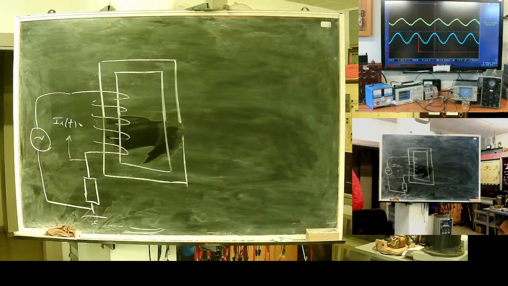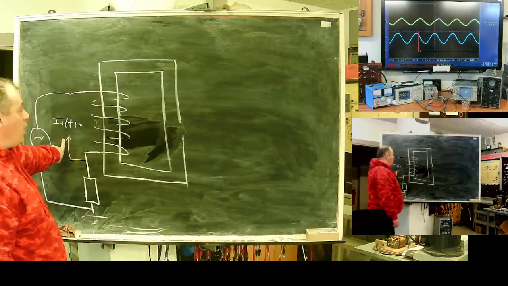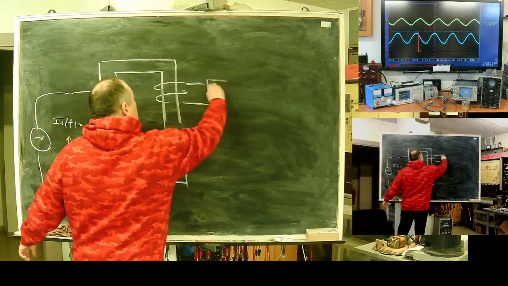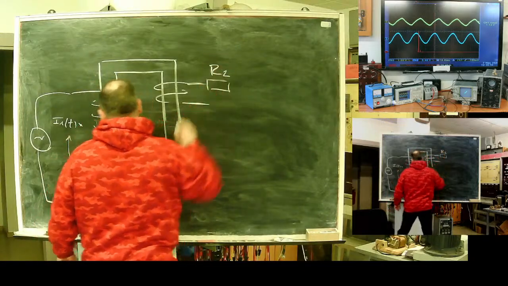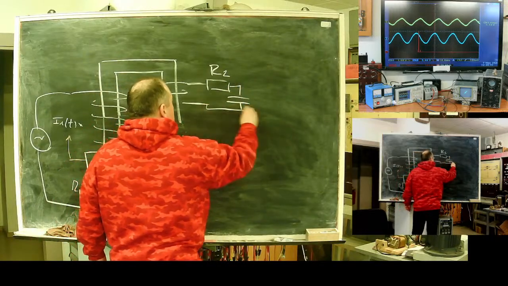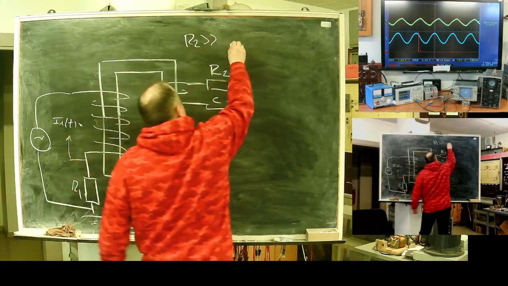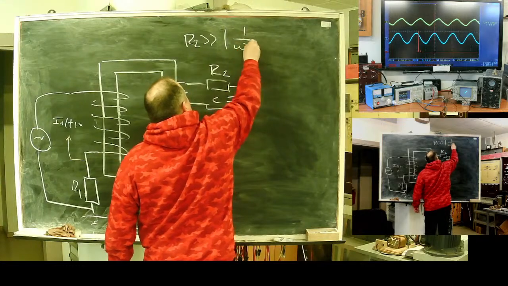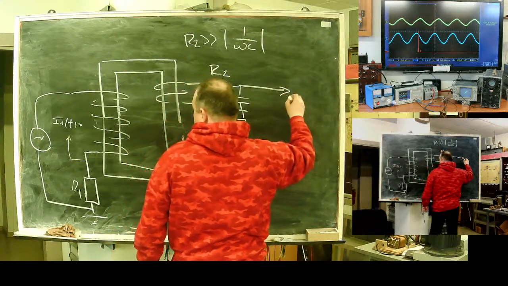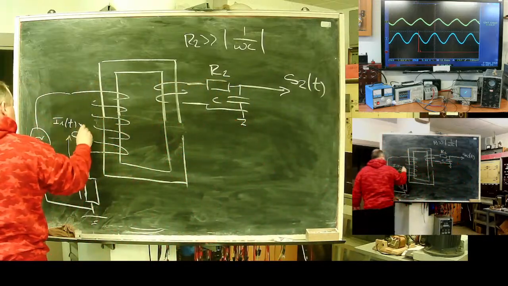Guys, this is signal number 1. For signal number 2, let's say it's a second resistor, R1, R2, and a capacitance. I took a capacitance, so R2 is much larger than 1 over omega C. Ground, and this is my signal 2. This is signal 1.